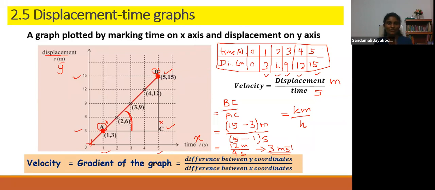So you have to remember, for a displacement time graph, its gradient gives us the velocity. We are plotting the displacement done at particular different time intervals. But we can find the velocity by using that graph. That is the gradient of this graph.